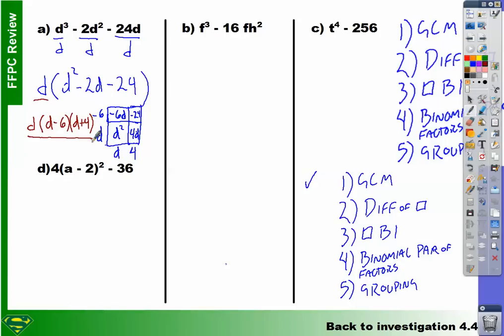Are there any questions for our first problem? That is our answer. So we have d times the quantity d minus 6 times the quantity d plus 4. And that is your final answer. We factored it twice. You will find that the most common form of factoring multiple times is that there's going to be a greatest common monomial, and then you'll probably be left with a trinomial that can be factored with a factor sum table or the rectangle. So that will probably be the most common.